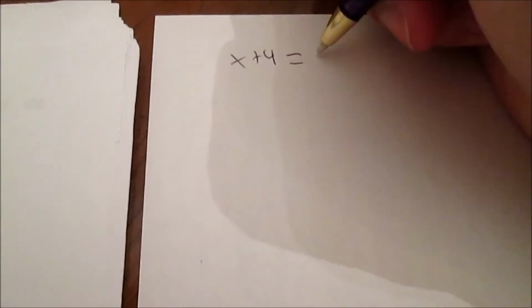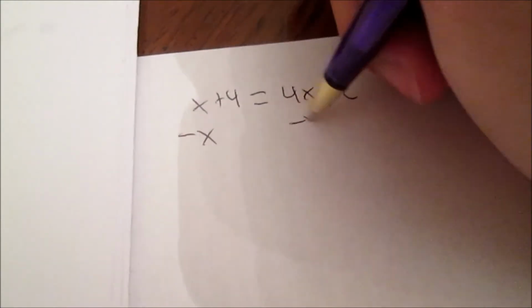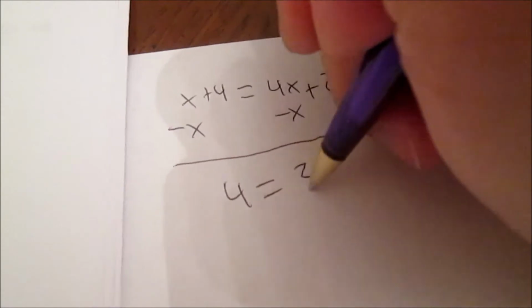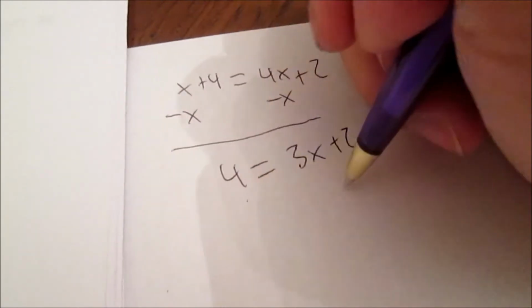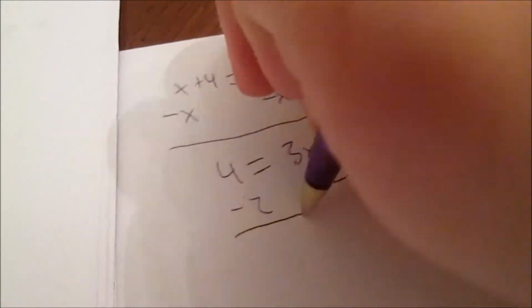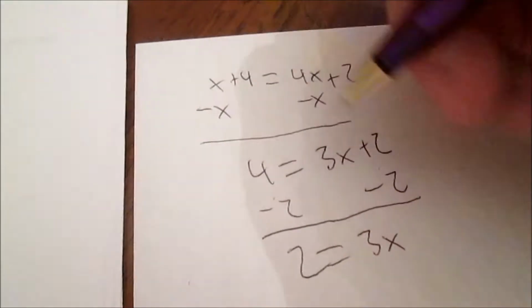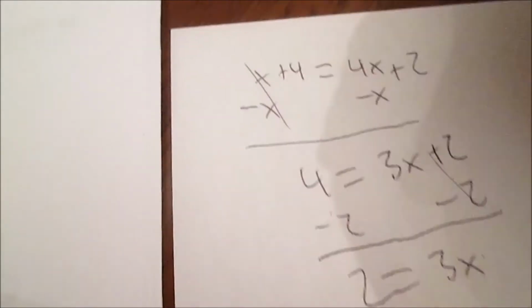When you have variables on both sides, like the x's here, you want to get them on one side, so I'm going to move them to the right. Subtract x from the left and subtract x from the right. I will have 4 equals 3x plus 2. Then I'm going to move this 2 over here. I'm going to subtract 2 from both sides. 4 minus 2 equals 3x. Okay, notice how there's nothing here anymore. These cancel, just as up here the x's cancel.